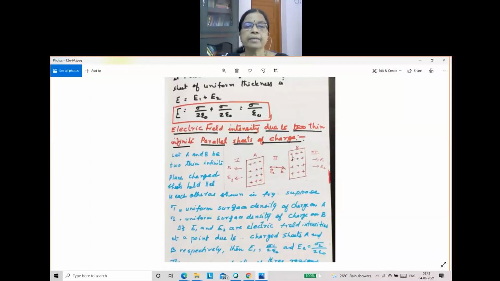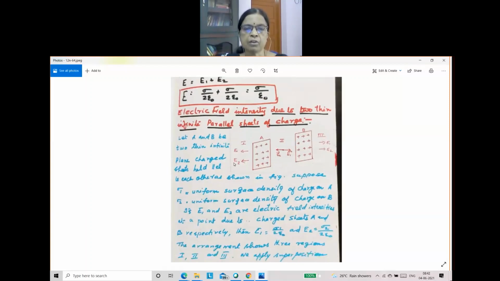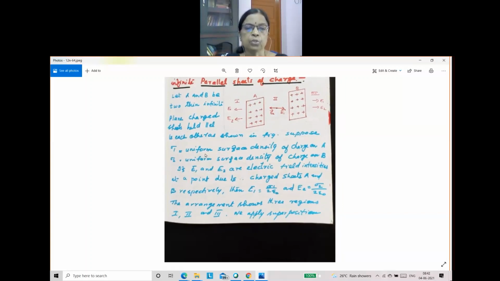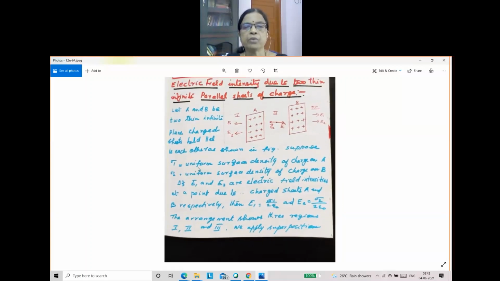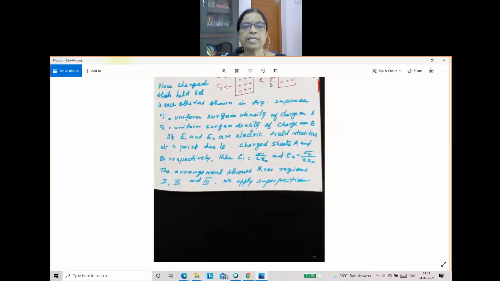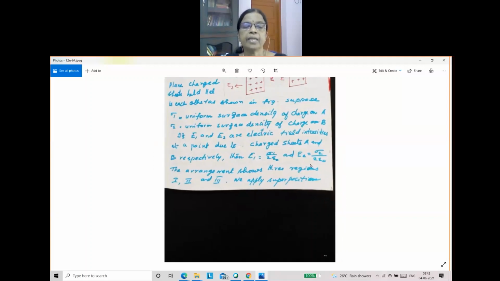But if one is greater in that direction, the net field will be in the direction of the greater field. Okay, that is the special case discussion. So here you can see sigma 1, the uniform surface charge density of A. This is sigma 1. This is sigma 2, the surface charge density of sheet 2. So E1 is sigma 1 by 2 epsilon 0, and E2 is sigma 2 by 2 epsilon 0, with different surface charge densities.